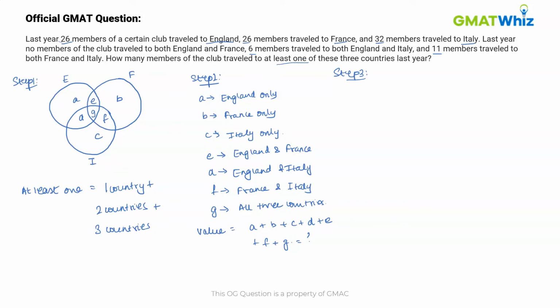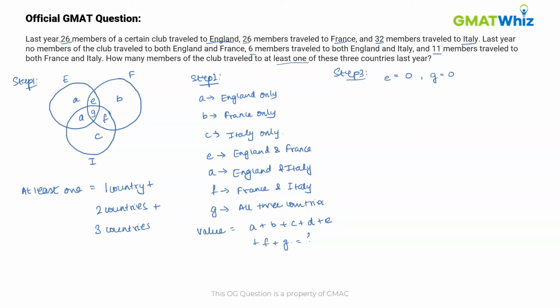We are given that no member of the club traveled to both England and France. This would mean that the value of E is equal to 0. Also, this would imply that the value of G will also be equal to 0. Since G denotes the number of members who travel to all 3 countries, and no member traveled to both England and France, G must be equal to 0.